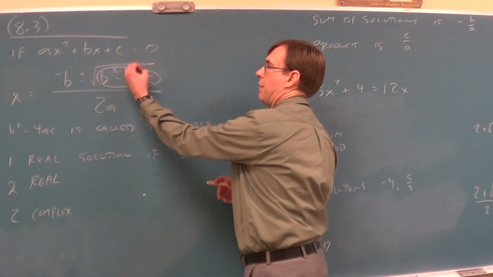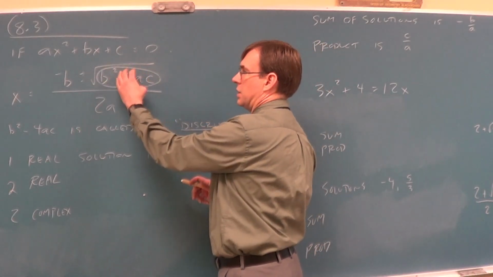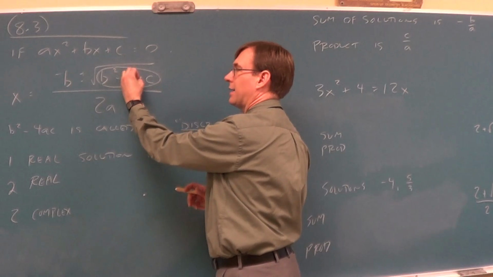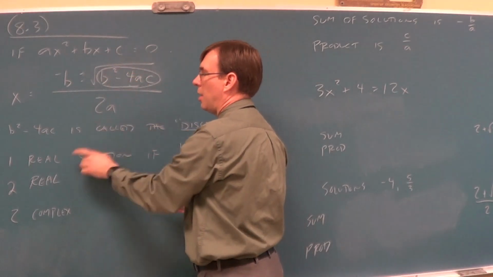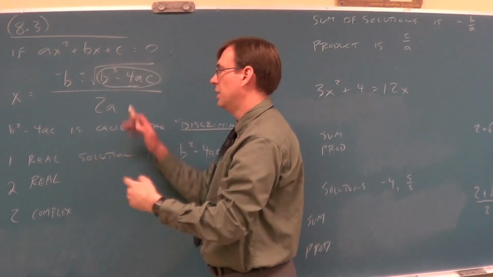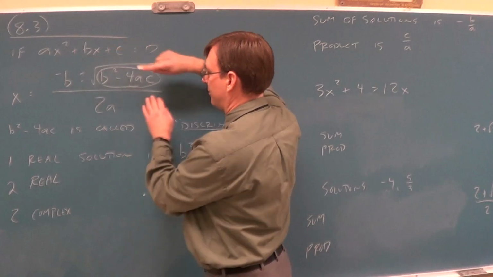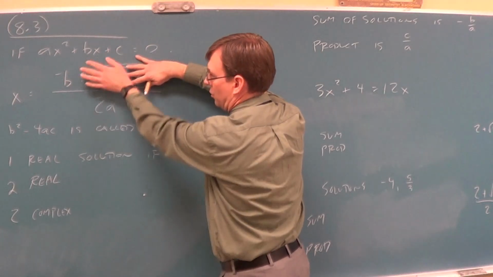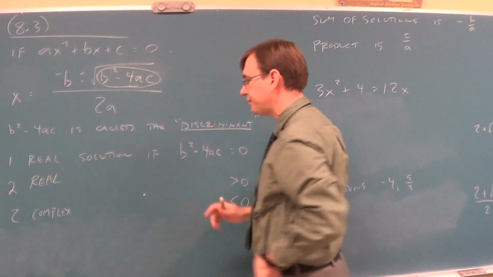Because if this were 0, the square root of 0 is 0. Adding 0 is the same result as subtracting 0. We wouldn't have two options. You'd only have the one option. 0 would eliminate all of this formula and just have negative b left on top of 2a. There's only one choice there.